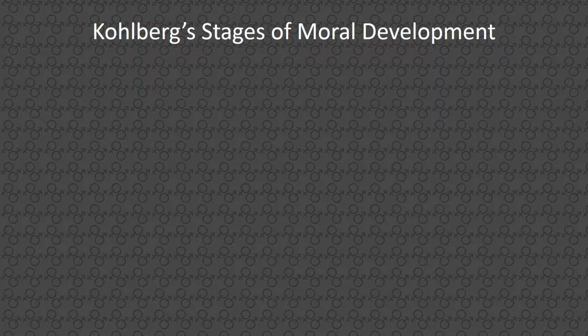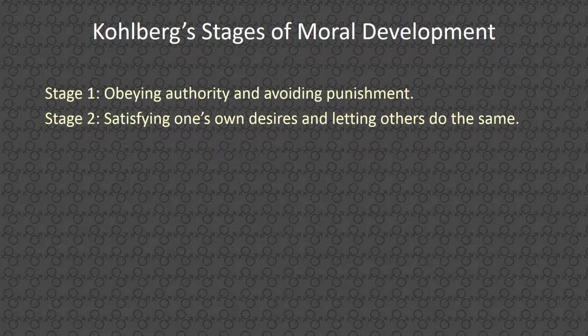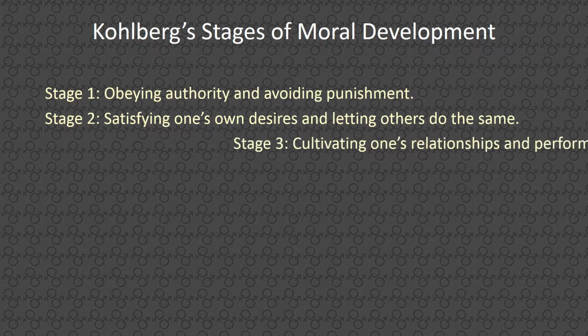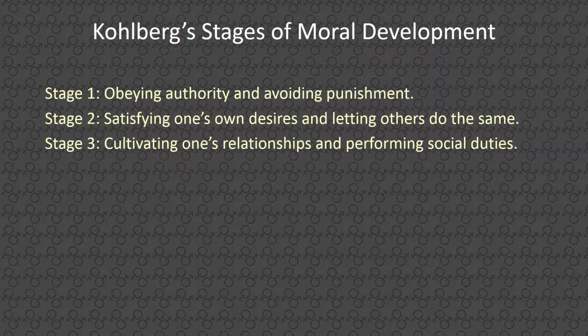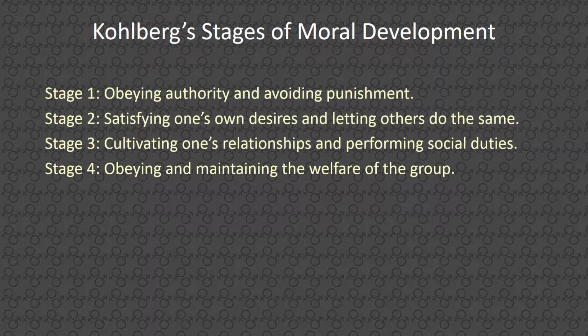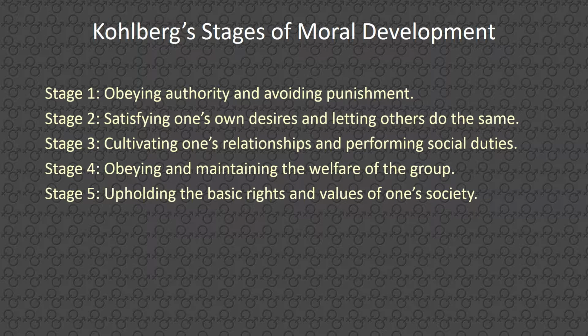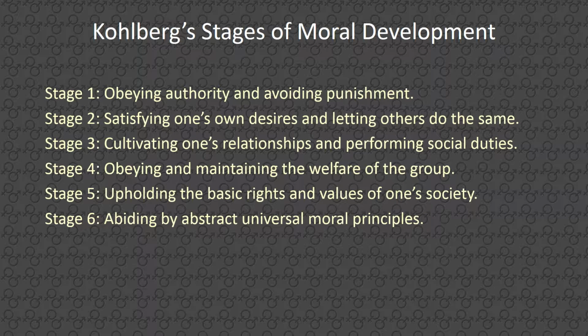These are as listed in Rachels. Stage 1, obeying authority and avoiding punishment. Stage 2, satisfying one's own desires and letting others do the same. Stage 3, cultivating one's relationships and performing the duties appropriate to one's social role. Stage 4, obeying and maintaining the welfare of the group. Stage 5, upholding the basic rights and values of one's society. And Stage 6, abiding by abstract universal moral principles.